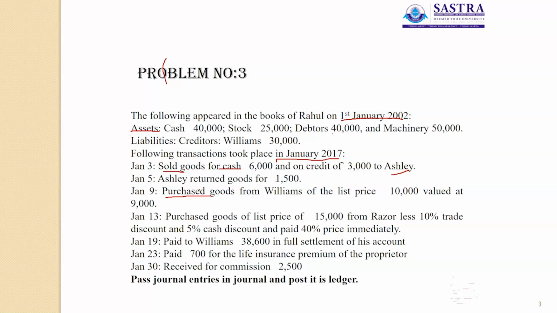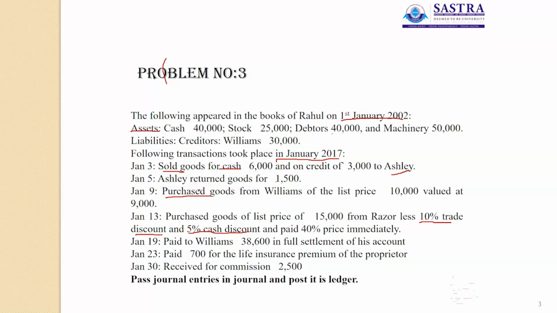Then purchased goods of list price rupees 15,000 from Razor, less 10% trade discount and 5% cash discount, and paid 40% immediately. So both the discounts are given here. Trade discount is given at the time of purchases, including credit purchases, but the 5% discount is allowed at the time of cash purchases.